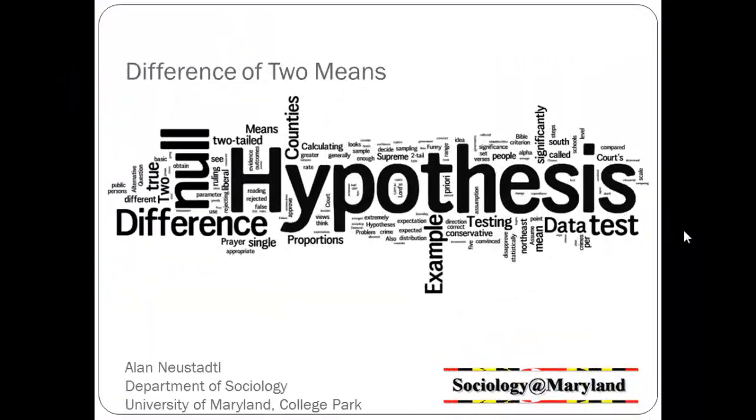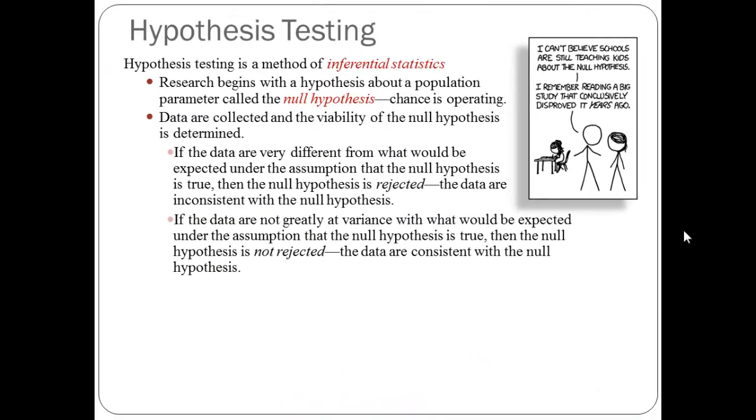Before we tackle the topic of the difference of two means using a t-test, we need to come up with a way of evaluating the difference of these two means. We do this by developing the process of hypothesis testing. Hypothesis testing is our first real link to inferential statistics.